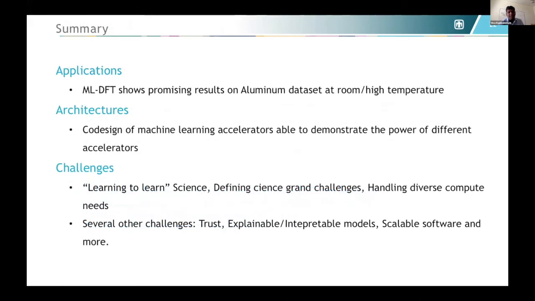So a quick summary: I talked about one application use case that we are working on, one architecture project that we are working on, and I highlighted a couple of challenges. These are challenges that are interesting to me, of course. There are several other challenges in trust and explainable or interpretable models, scalable software, and a lot more. So a lot of work to be done in this topic. I'll stop there and take any questions. Thank you.